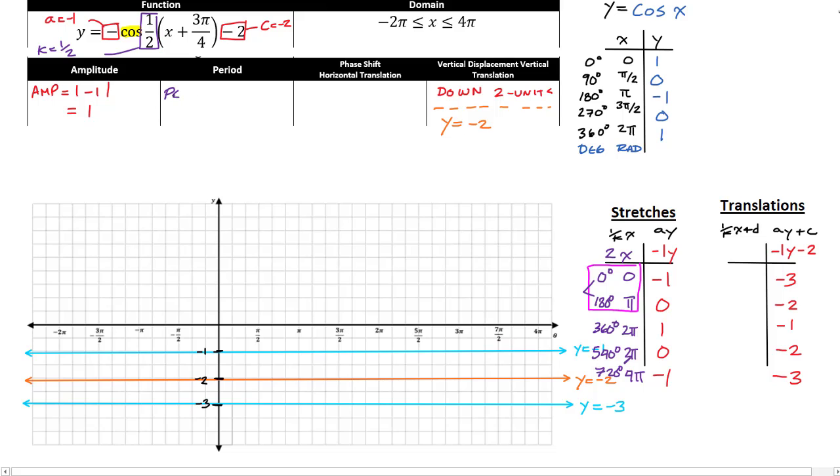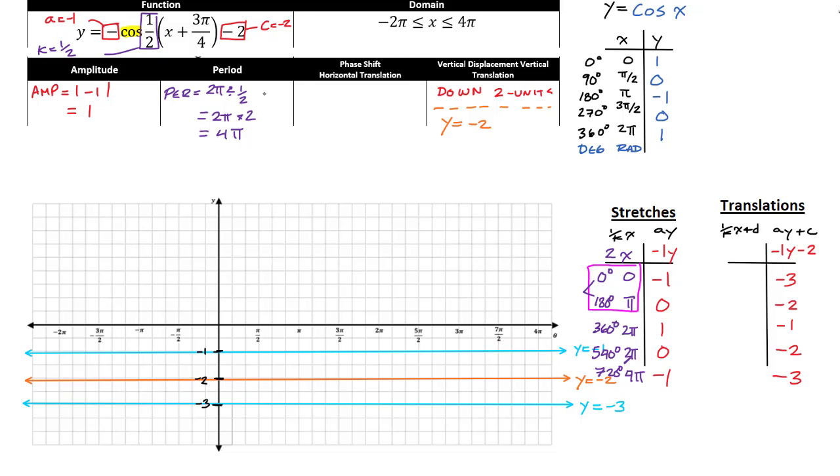The period, we want to write in both radians and degrees. It's 2 pi divided by k. So what's 2 pi divided by 1/2? Well, that's 2 pi times 2. So it's going to be 4 pi. That's what we have at the bottom of our table down here, 4 pi. So instead of being 2 pi, it's double.